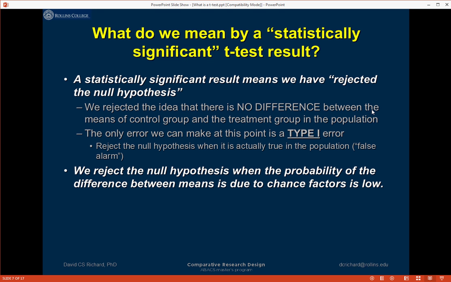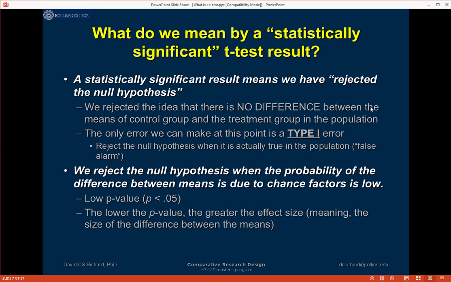because I want to reject the null hypothesis. I want statistically significant results because statistically significant results show me a relationship between our intervention and the outcome. So typically, the lower the p-value, what that suggests is the greater the effect size.